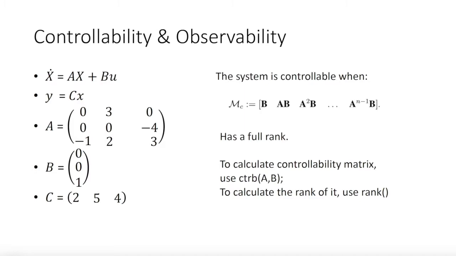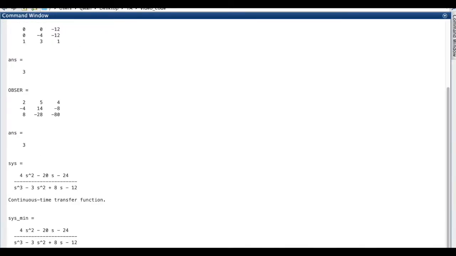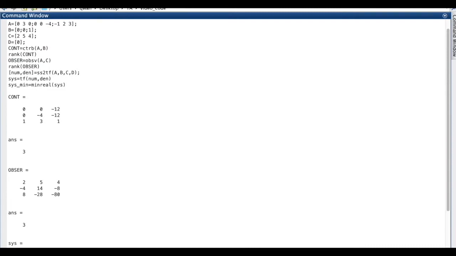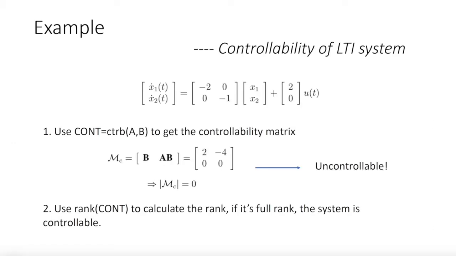The corresponding MATLAB function is ctrb of A and B. Here in this example, A is a 3 by 3 and B is a 3 by 1, and the function ctrb will calculate the controllability matrix. If this matrix has full rank, the system is controllable, and if it is not full rank, it is not controllable. So for a 3 by 3 matrix, our controllability matrix should be 3 by 3.